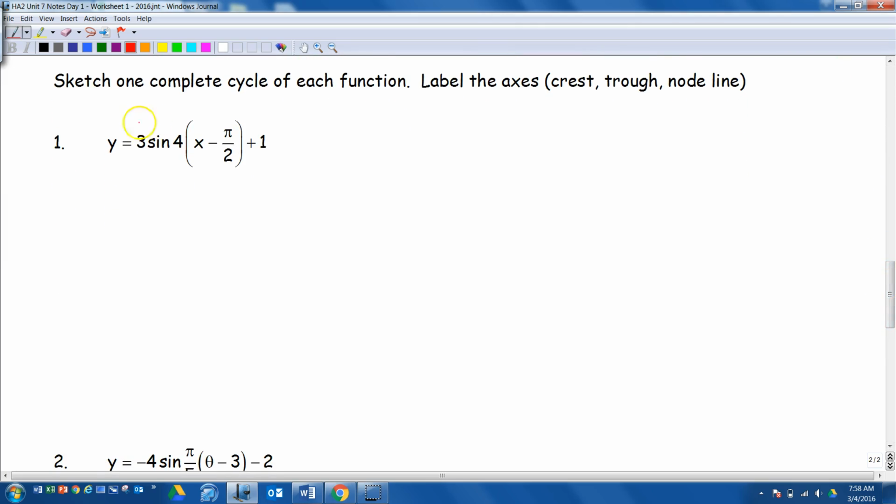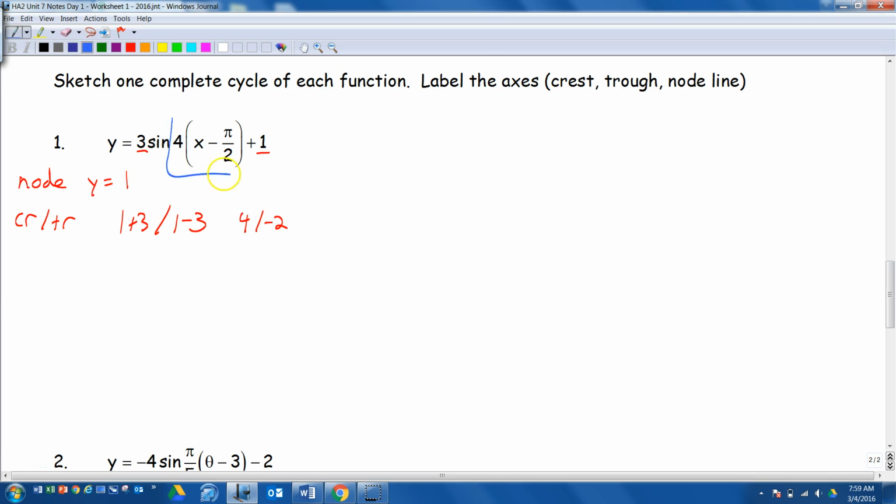I always deal with the node and the amplitude first. So I know my node is at y is equal to +1. I know my crest and my trough, or the highest and lowest points, are going to be at 1 + 3 and 1 - 3, because you're moving 3 away from the node. So that's at 4 and -2. So I have all the vertical pieces I need. Now I need to do the horizontal.